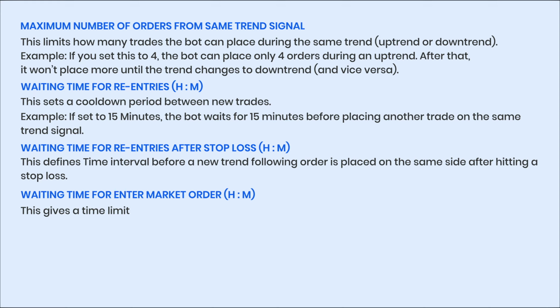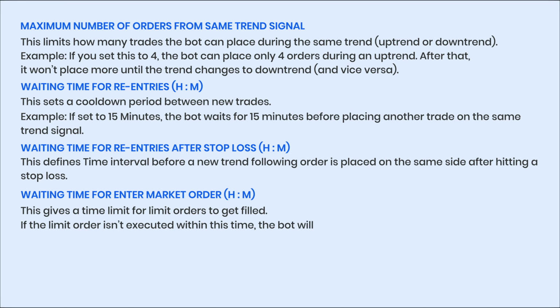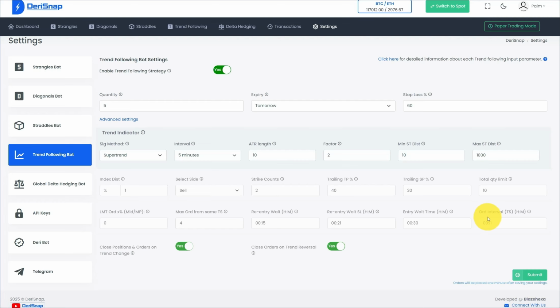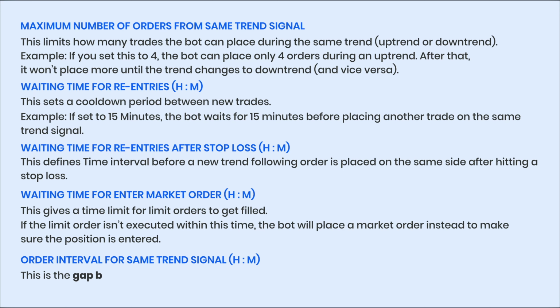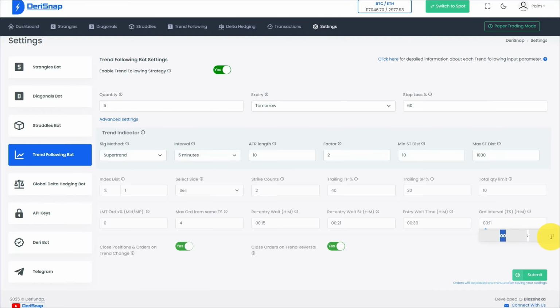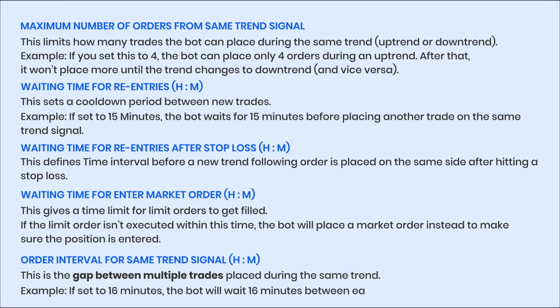After that, you need to set waiting time for enter market order. This gives a time limit for limit orders to get filled. If the limit order isn't executed within this time, the bot will place a market order instead to make sure the position is entered. After that, you need to set order interval for same trend signal. This is the gap between multiple trades placed during the same trend. Example, if set to 16 minutes, the bot will wait 16 minutes between each new order in the same trend.